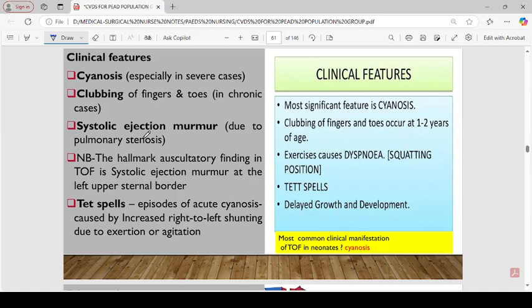Exercise causes dyspnea, so they have to squat immediately. They're going also to present with systolic ejection murmur due to pulmonary stenosis. Remember the hallmark auscultatory finding of TOF, tetralogy of Fallot, is systolic ejection murmur at the left upper sternal border. These patients present with TET spells. These are episodes of acute cyanosis caused by increased right to left shunting due to exertion or agitation, right? Remember, the most common clinical presentation for TOF is cyanosis, right?